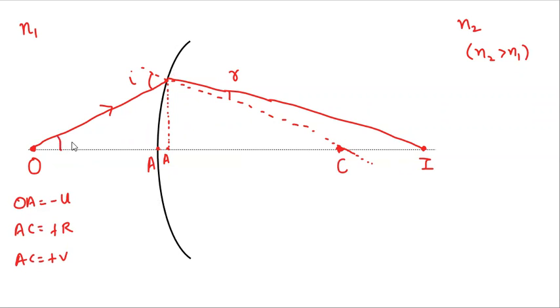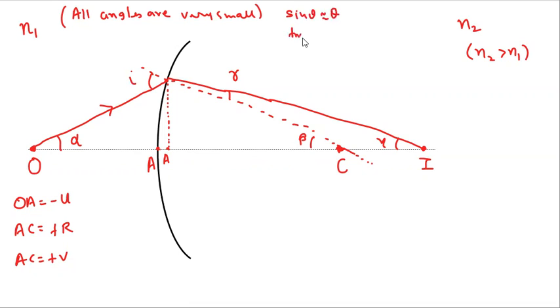Okay, suppose this angle is alpha. Suppose this angle is beta. And this angle is gamma. And remember, in this derivation, we have assumed that rays are paraxial in nature. Paraxial means they are traveling very close to the principal axis. So all angles are very small. In this case, all the angles that we are viewing here are very small. And if angles are small, then sin theta is assumed to be equal to theta, and tan theta is also assumed to be equal to theta.